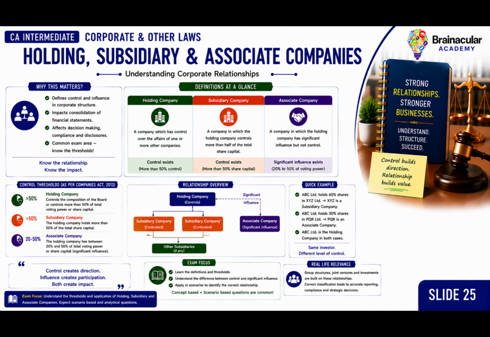Next, we move to part 6, which has holding, subsidiary and associate companies. We'll study the 3 critical relationships. These 3 definitions appear in ICI exams with remarkable frequency. We'll learn each of them with precision. First, we have the subsidiary company.